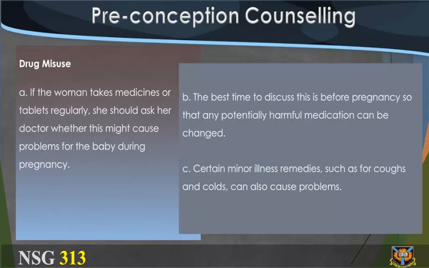Drug misuse. A. If the woman takes medicine or tablets regularly, she should ask her doctor whether this might cause problems for the baby during pregnancy. B. The best time to discuss this is before pregnancy so that any potentially harmful medication can be changed. C. Certain minor illness remedies, such as those for cough and colds, can also cause problems.